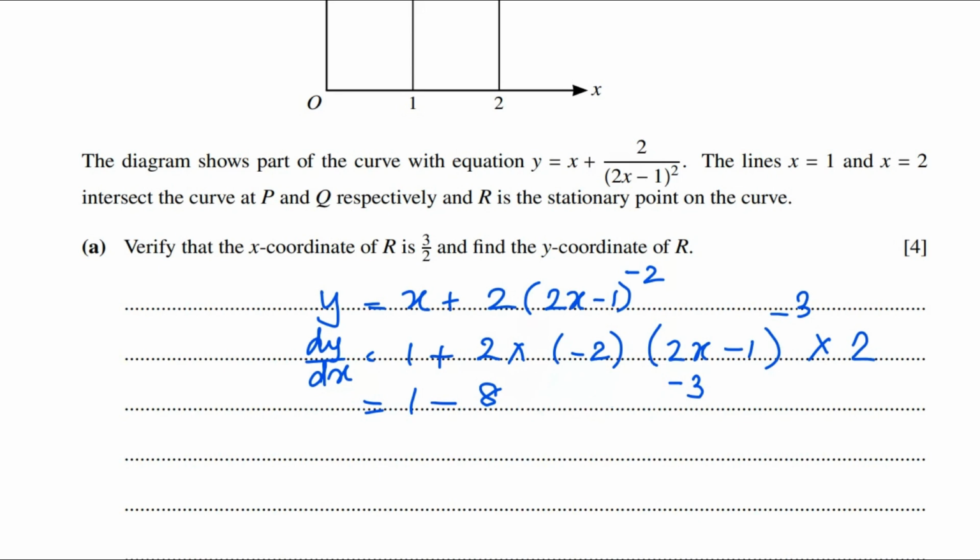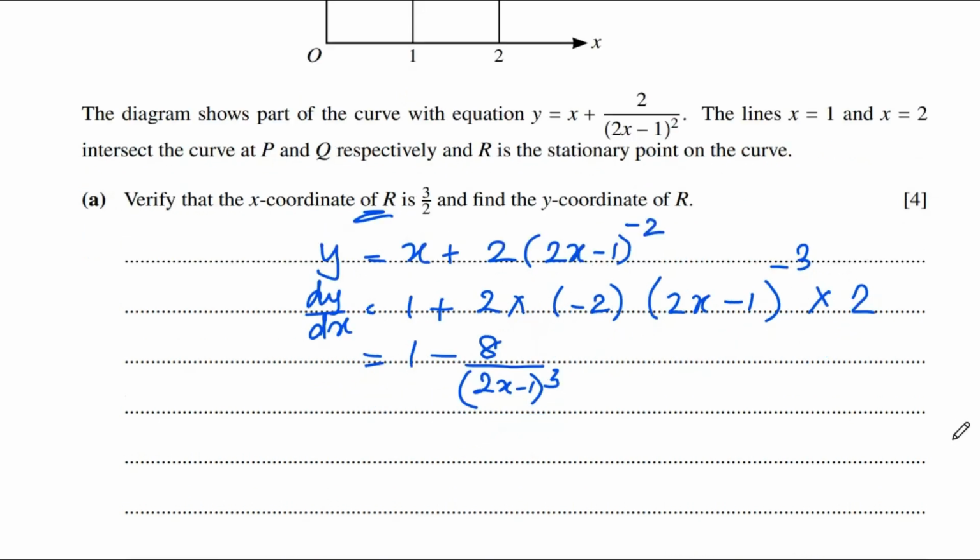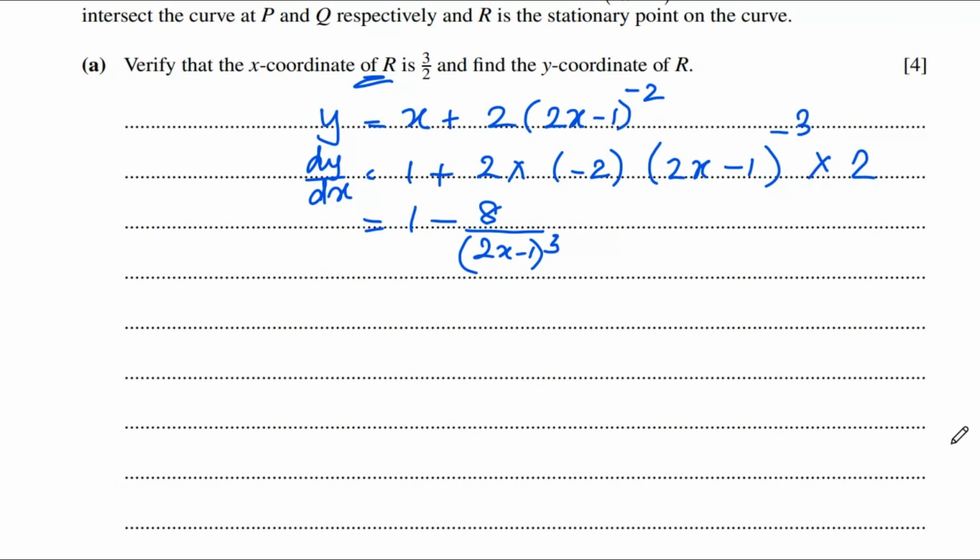Or we can write this as 8 divided by (2x minus 1) the whole cube. Now we need to verify the x coordinate of R. Since this is a stationary point, dy/dx should be equal to 0. So if you substitute the x coordinate value as 3 over 2, it should be equal to 0. Let's check that one. Let's substitute x value as 3 over 2.